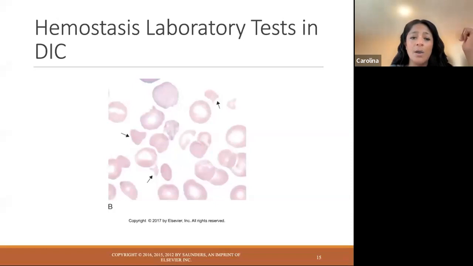So the issue here, in DIC, is that there is clotting happening, but bleeding could be very severe and fatal. So when there is enough massive bleeding going on, the patient can go into systemic shock.